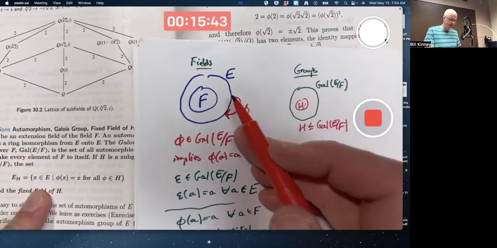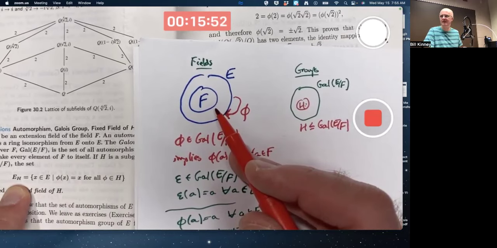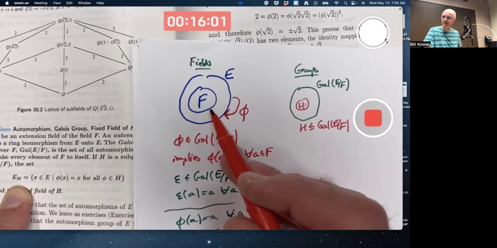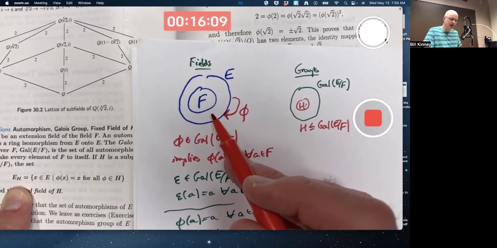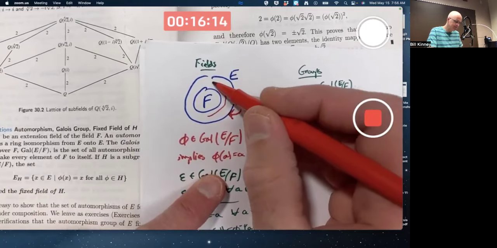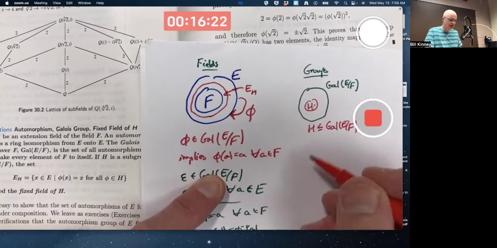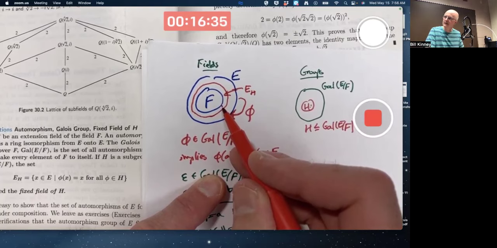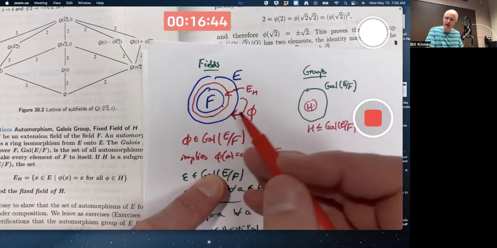EH would be all the things in E, the bigger field, that get mapped to themselves under everything in H. Certainly everything in F would be in EH, right? Think about that. Everything in the entire Galois group is going to map everything in F to itself. So certainly everything in H will map everything in F to itself. But it could be bigger. It could include elements of E that are not in F. Maybe this is the EH. There could be elements in E that are not in F that get fixed by elements of H. Functions in H map these things to themselves. But there are some functions in the Galois group that don't. Does that make sense? That's conceivable that EH could be somewhere in between.